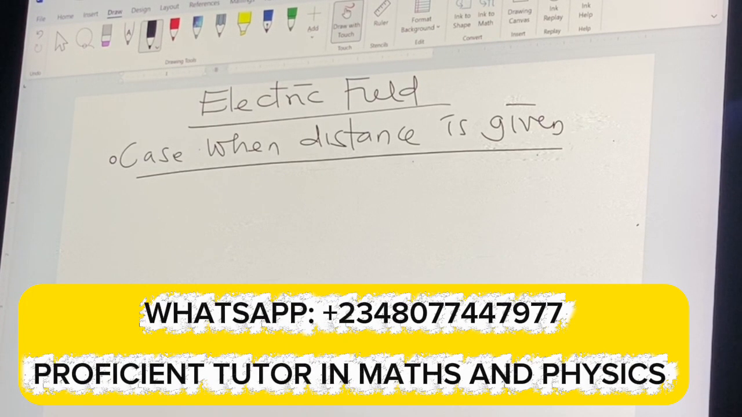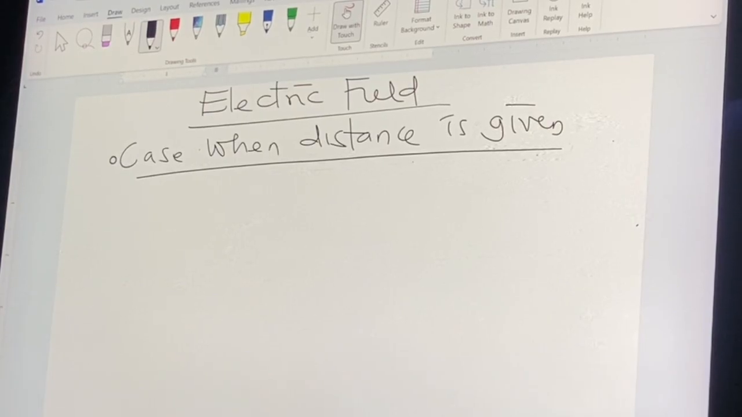In this video, we're going to focus on electric field, that is the case when distance is given. In the previous video we considered when force is given, so we solved some questions there. In this particular video, we want to focus on when distance is given.